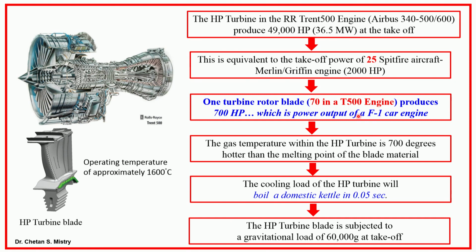Now at the same temperature, if you put, say, our flask, it will melt under that condition within 0.5 seconds. You can understand what temperature we are talking of. Now here, the HP turbine blade will be subjected to a gravitational load of 60,000 G during takeoff condition. So this is what is called real engineering.